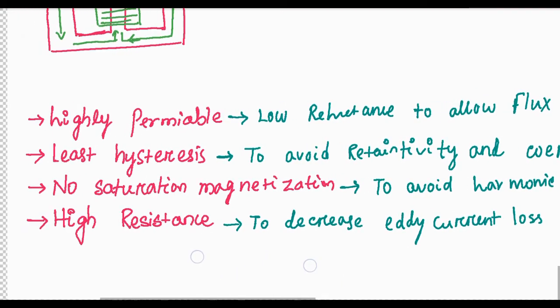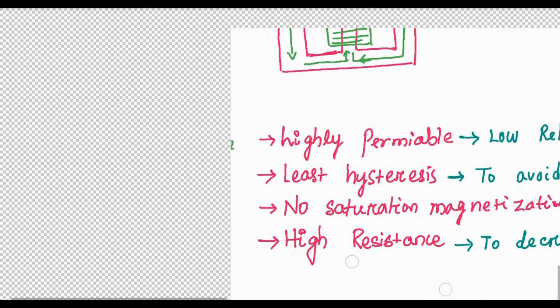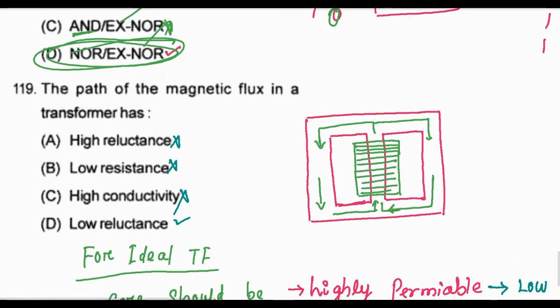Next, it should have the least hysteresis to avoid retentivity and coercivity. Next is no saturation magnetization to avoid harmonics creation, and next is high resistance to decrease eddy current loss. So in the options given, high reluctance is not the correct answer, because we need low reluctance to allow the flux to flow through it. So this answer will be low reluctance.